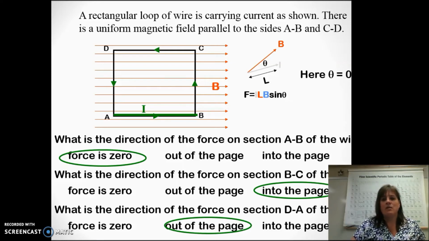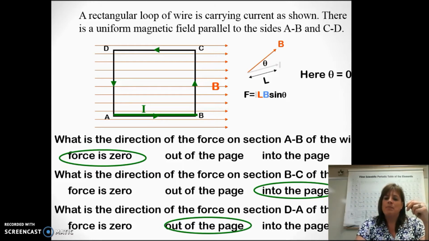Now, I could have asked you also about the force on section CD of the wire, but obviously, again, the current is running parallel. Sine of 0 is 0, so there's no force on that section of wire. But this is an interesting thing then. The forces would be equal on sections BC and AD, but one's into the page and one's out of the page.